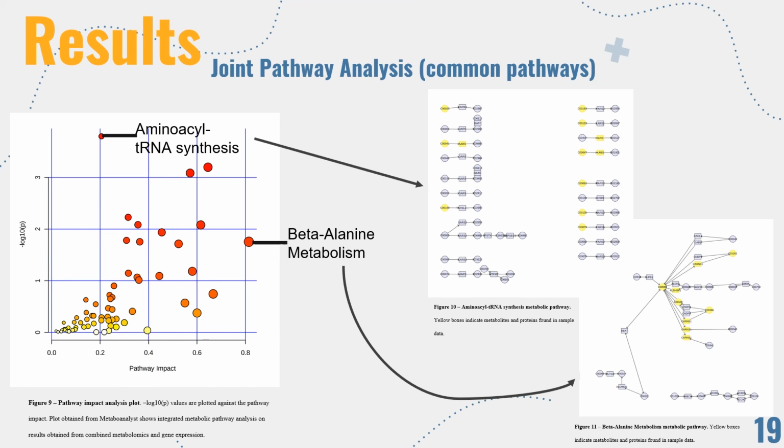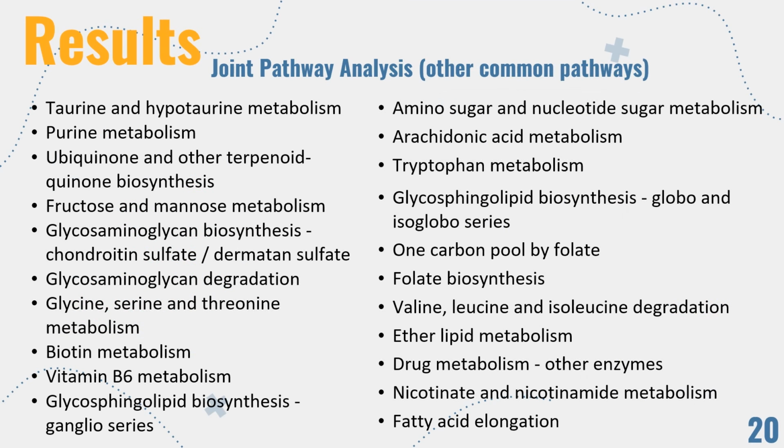Finally, to gauge the amount of pathways detected when the proteomic and metabolomic data was combined, we uploaded our data onto Joint Pathway Analysis option on Metaboanalyst. Here you can see the pathway impact chart whereby the most significant and impactful pathways were plotted on the top right. Looking here at beta-alanine metabolism and amino acid tRNA synthesis, we can see that some of the proteins and metabolites in our data were found to be in these pathways, as noted by the yellow bubbles.